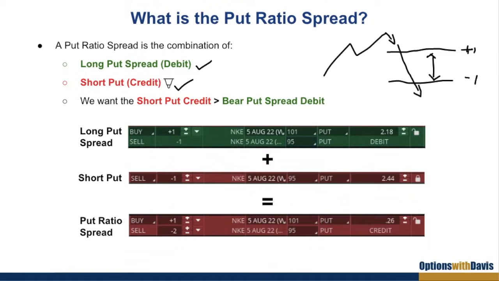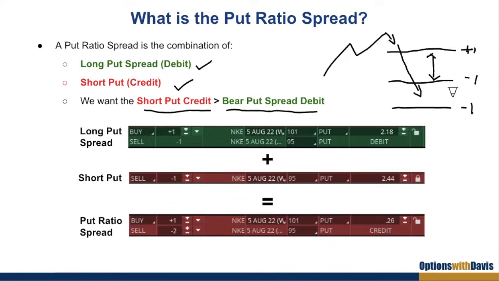So the short put basically is used to finance the cost of the long put spread, because the long put spread is a debit spread, right? You have to pay for it. But when you have a short put, right, let's say you sell a further out of the money short put, this credit down here is used to finance the debit that you pay for your long put spread. So in the end, this can become a credit, right? A total credit. So what we ideally want is to have the short put credit to be more than the bear put spread debit.